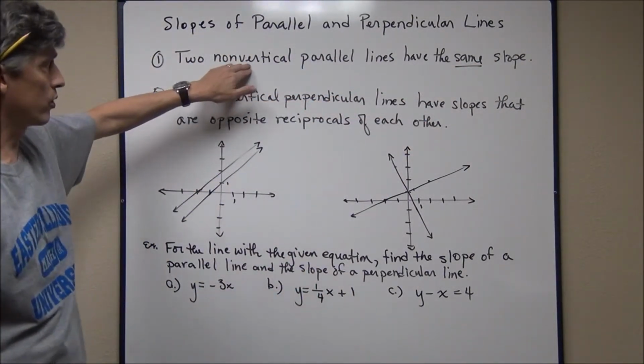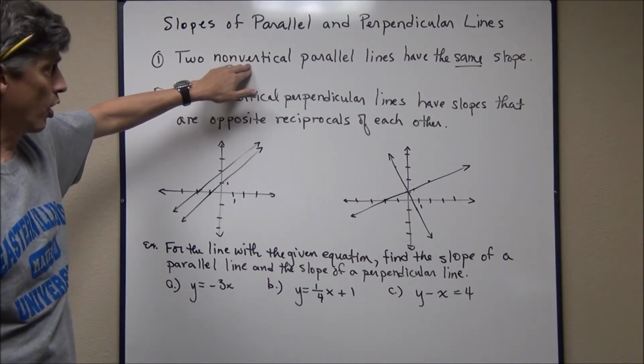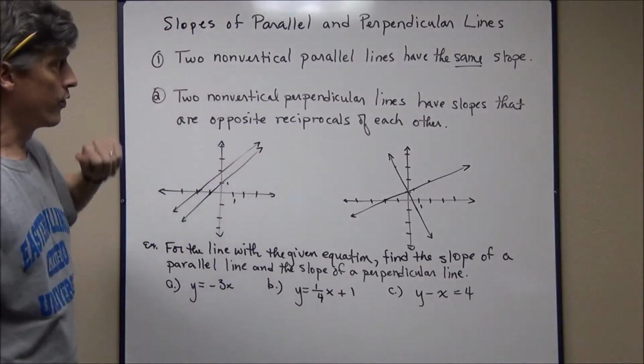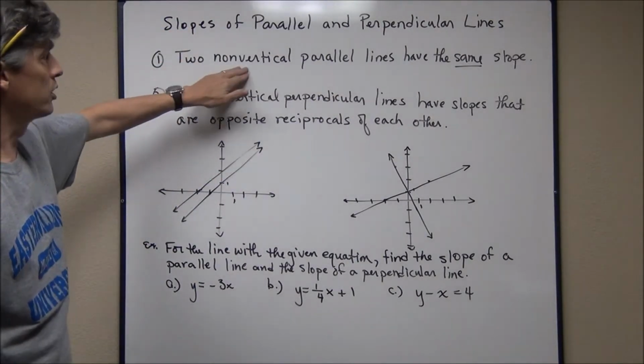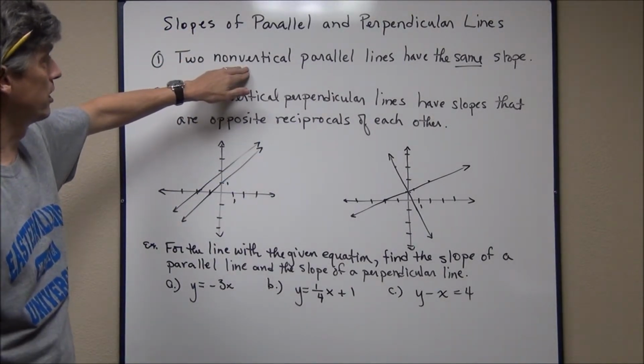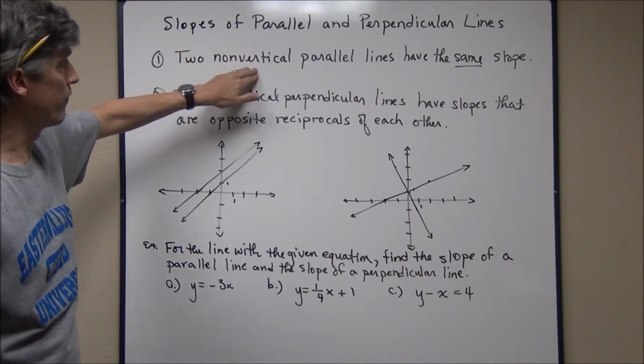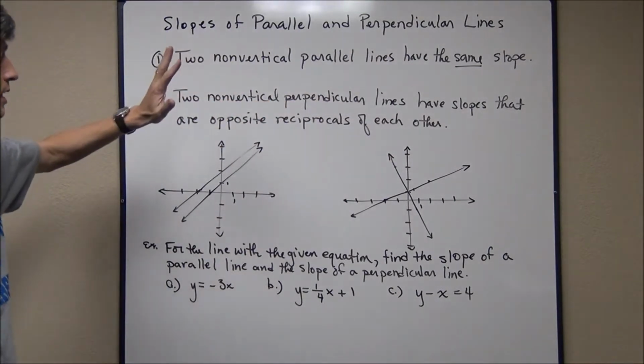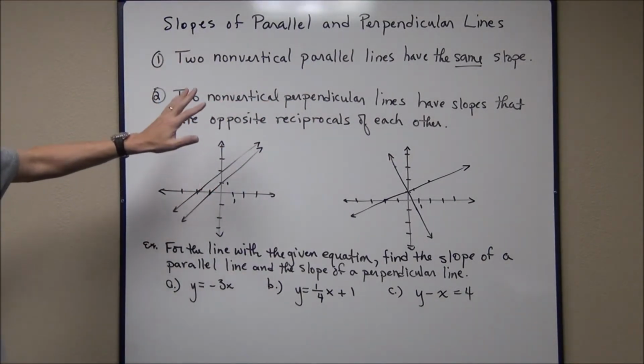Now we say non-vertical because remember vertical lines, the slope is undefined, so you can't have the same slope if it's undefined. All vertical lines are parallel to one another. All different vertical lines are parallel to one another, but two non-vertical parallel lines will have the same slope. Okay, that's key. And I've got an example here that I'm going to go over in just a second.